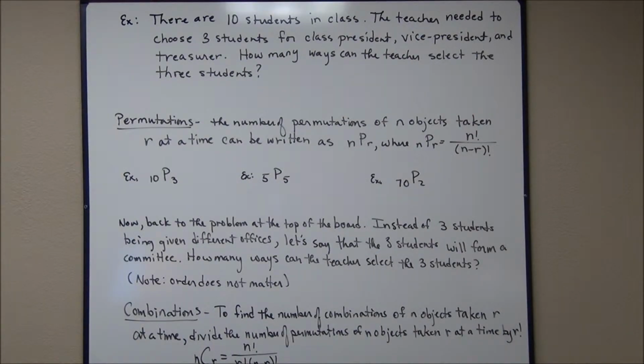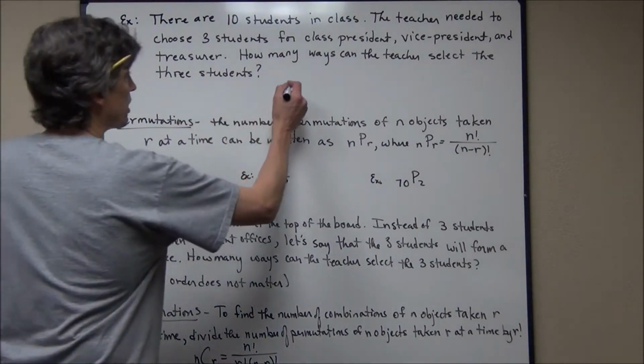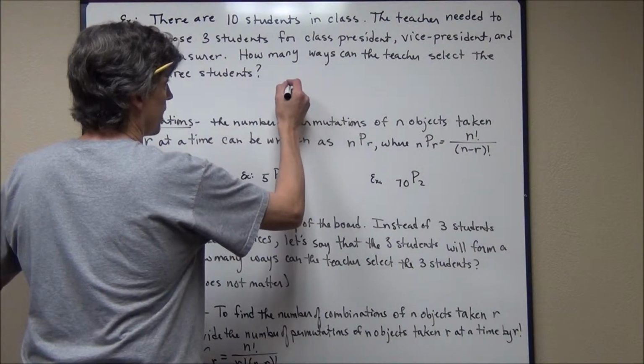Okay, let's consider this example and see if we can find the number of permutations here. There are 10 students in class. The teacher needed to choose 3 students for class president, vice president, and treasurer. How many ways can the teacher select the 3 students? Well, I'm going to use the multiplication principle of counting again.